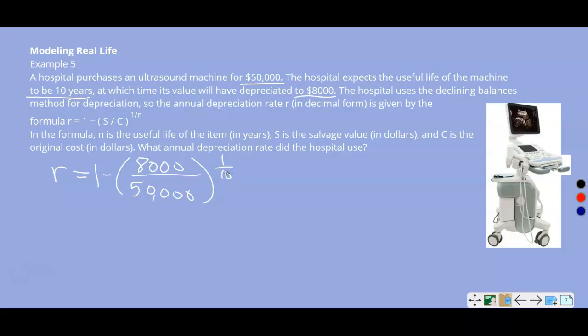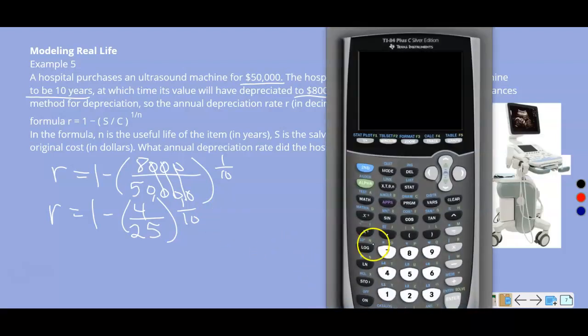So now we just have to look at what we have and reduce. So 8,000 divided by 50,000, we can mark off a few of these zeros here. And then 8 divided by 50, we could reduce both those by 2 if we want. All right, 2 goes into 8 4 times. 2 goes into 50 25 times. So we can reduce that to a smaller fraction, and that's raised to the 1/10 power. So what we can do at this point is just type it in our calculator and see what we get.